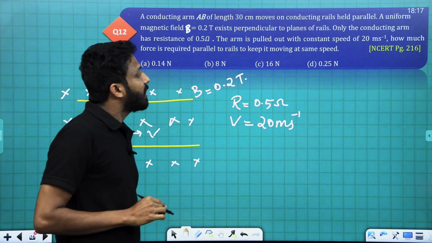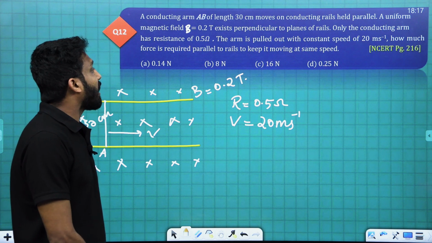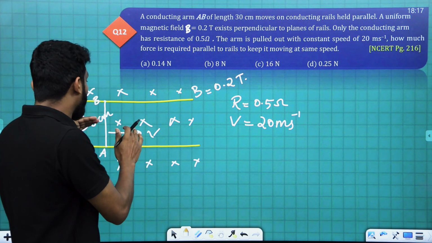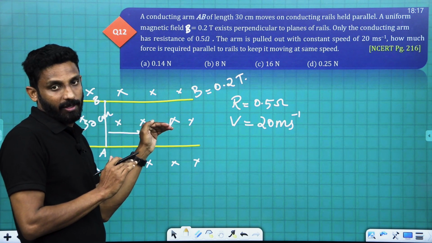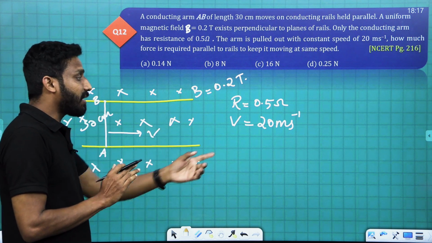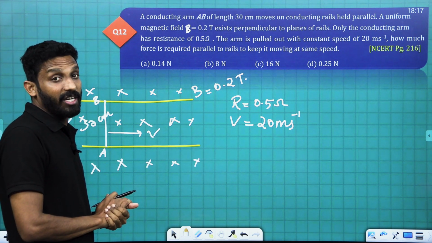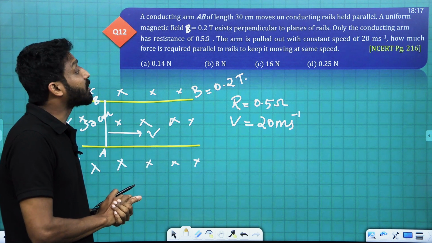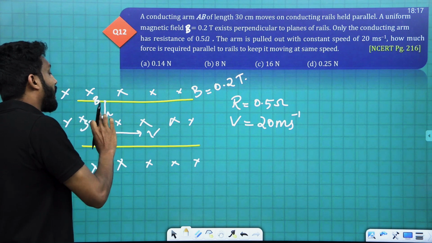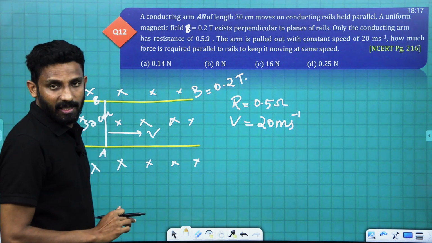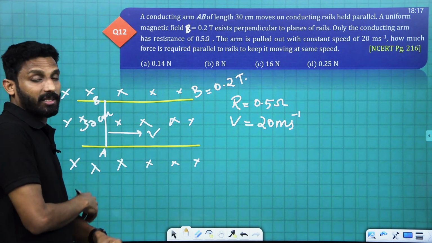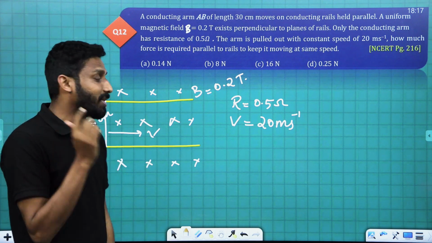How much force is required parallel to the rails to keep it moving at the same speed? How much force do we need to apply for this conducting arm to keep moving with this speed? We need to get the force. See here, a current is passing through it. Due to the passage of current, the force acting on the conductor is F equal to I L cross B. We studied it.